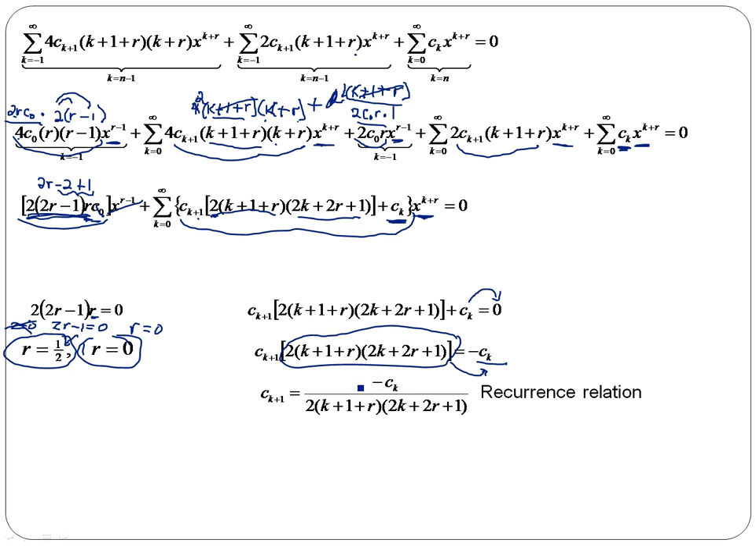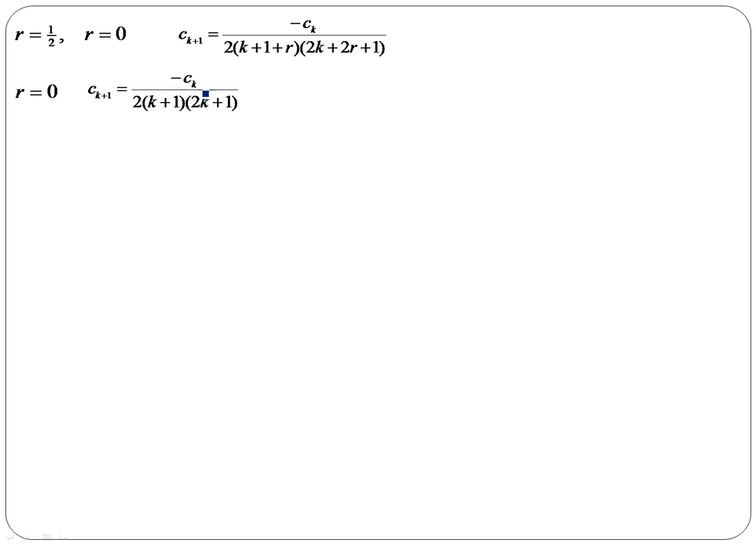Okay, so we're going to take this recurrence relation and we're going to take the fact that r can be 1/2 or r can be 0 to come up with our linearly independent solutions. Let's start by looking at r is equal to 0. That's probably the easier one. When r equals 0, the recurrence relation, these r's just drop out. The recurrence relation becomes negative c_k over (2k plus 1) times (2k plus 1).